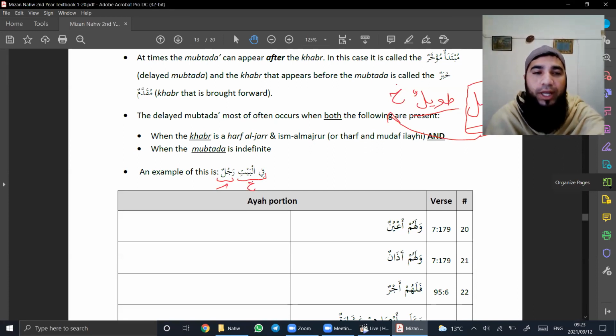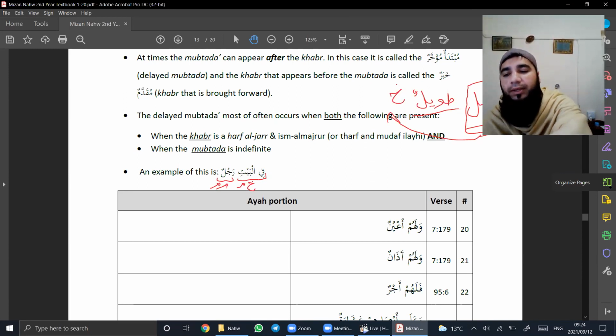But if you look at the order now, you'll see that it's switched around. Khabar first, then mubtada. So we call this a khabar muqaddam and the mubtada mu'akhar. In the house is a man.